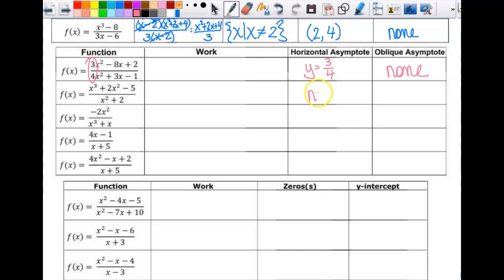Top heavy means no horizontal asymptote. Top heavy by 1 means it will have a slant asymptote. And I've got to figure that out by division. Okay, so since I didn't use this workspace up here, I'm going to use both of these places since I didn't give you very much room.